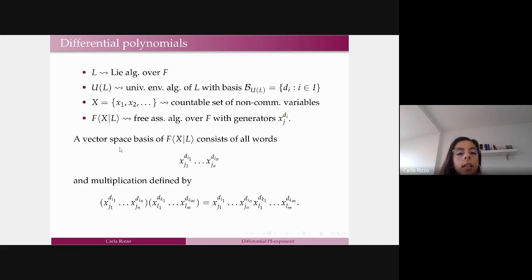Then this is clearly a vector space, and a basis of this free algebra consists, of course, of all these kinds of words. So basically, they are polynomials in which, in the exponent of the variable, we have elements of UL, and the multiplication is just the juxtaposition.